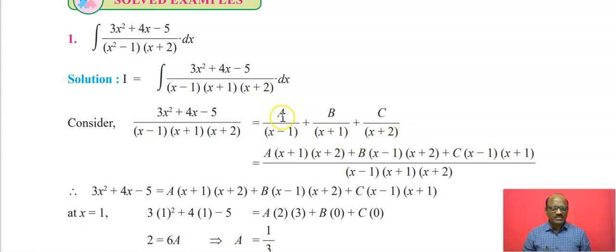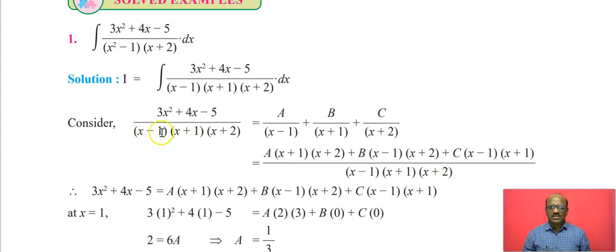Therefore, here it is A into x plus 1 into x plus 2 plus B into x minus 1 into x plus 2 plus C into x minus 1 into x plus 1, upon the LCM, that is x minus 1 into x plus 1 into x plus 2.